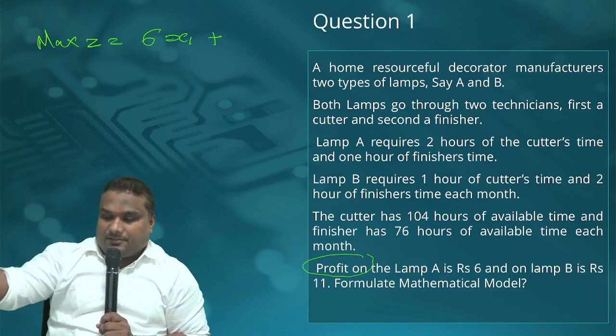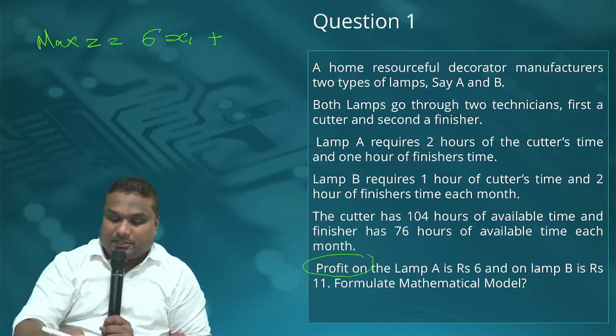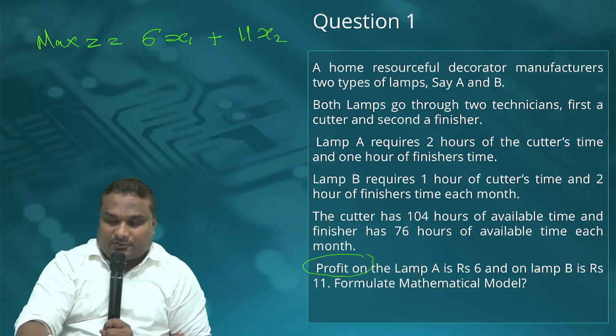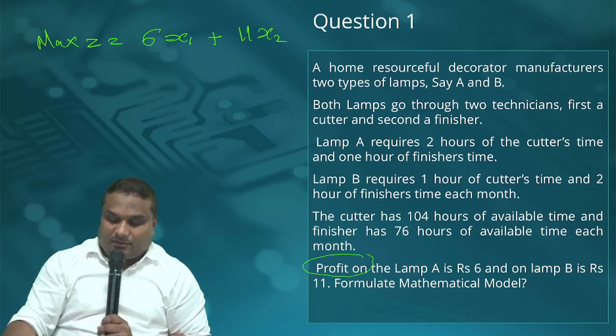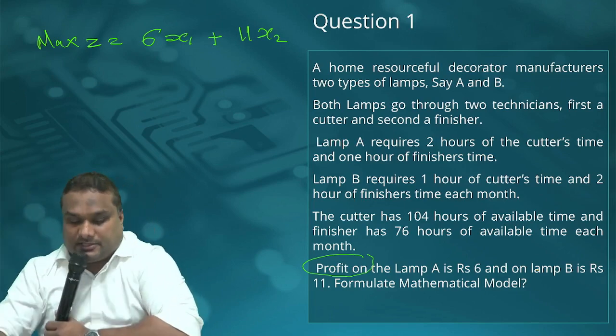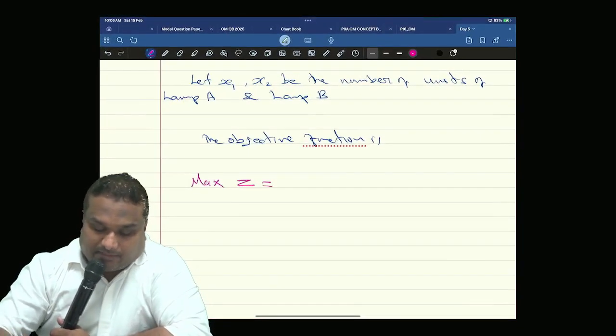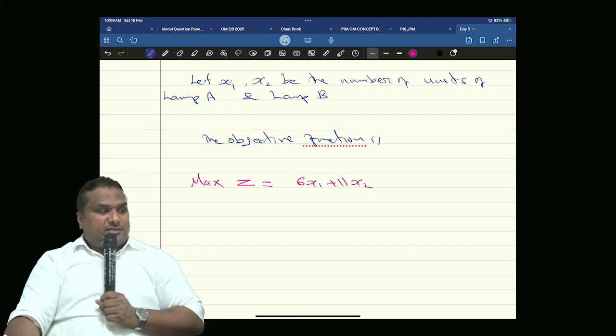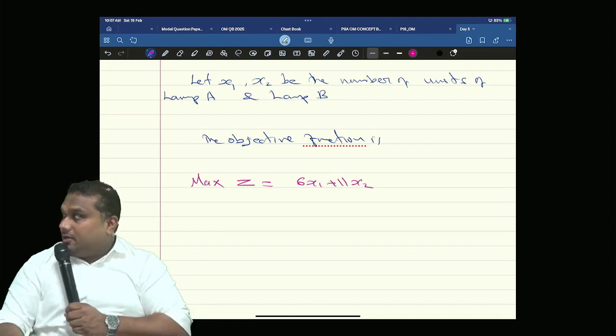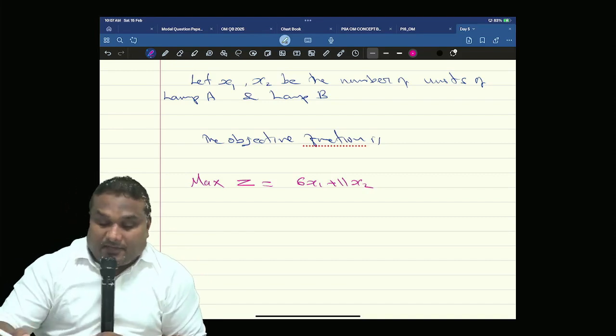Now tell me, what will be the second part of the question? The 11x2. Very good. 11x2, because the profit on the second item is 11 rupee. Everybody following? Yes or no? So the objective function is maximize z is equal to 6x1 plus 11x2. Maximize z is equal to what? 6x1 plus 11x2.